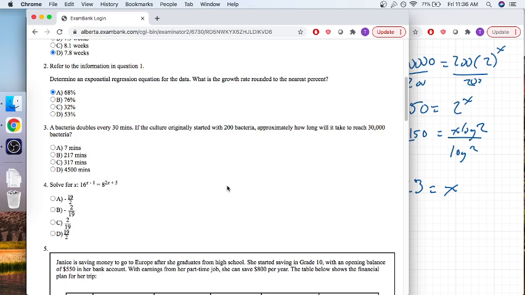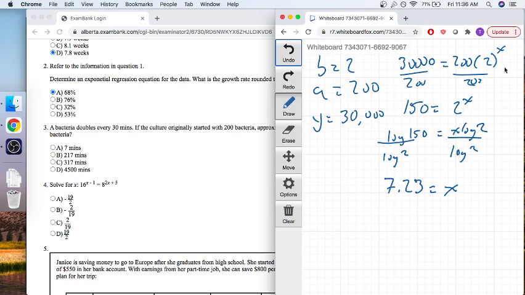That's my bad. Okay, doubles every 30 minutes. So this is actually going to be x divided by 30, still x divided by 30. So we'll times by 30 on each side. Times by 30. So x equals 216.86.